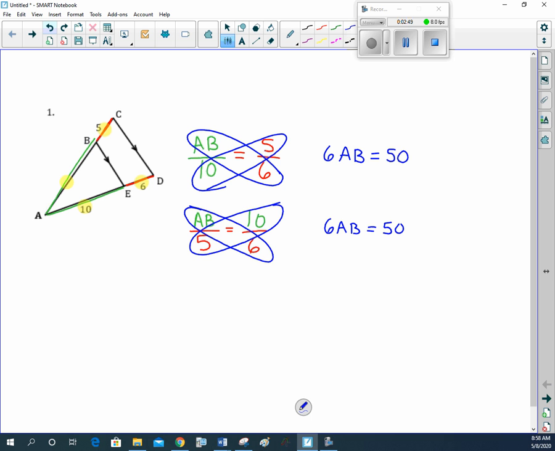So I could go the red ones first. I could do the 5 over 6. It doesn't matter as long as you keep a pattern. Okay, let's try another one. Let me go find another one.